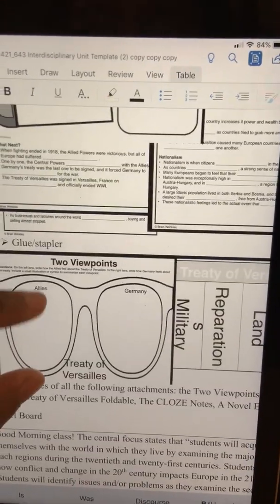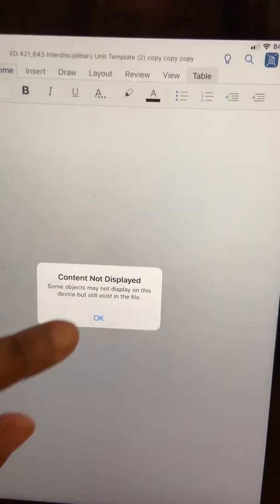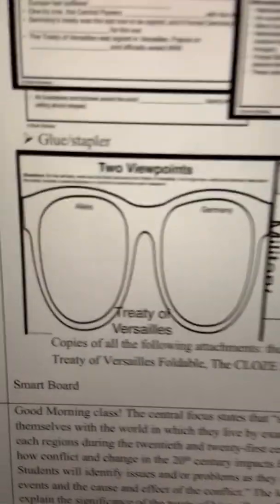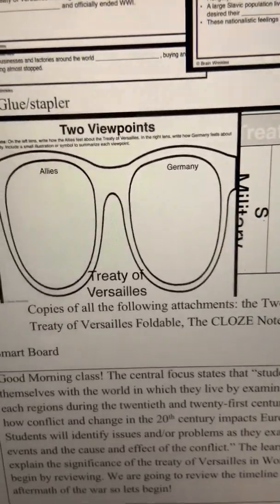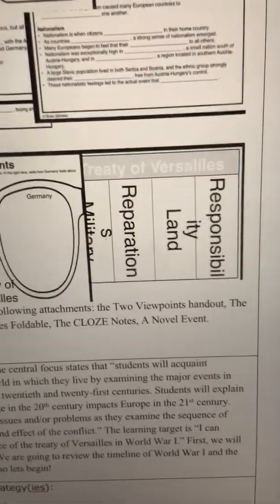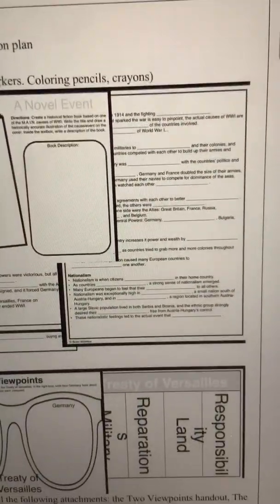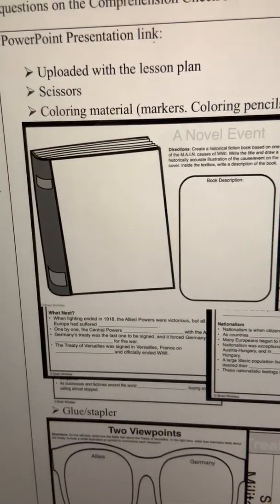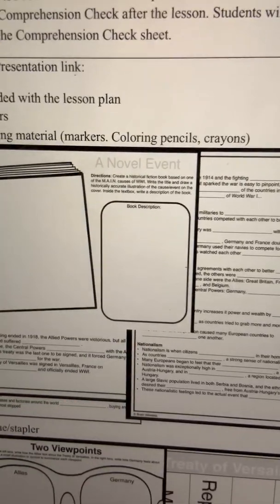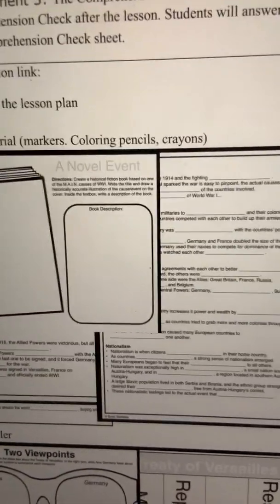Here is what the glasses look like. As you can see, one side has Allies and the other side has Germany. Its topic is the Treaty of Versailles, which is the focus for day 1. So this is the novel event, where they would title the book based off whatever historical event they create, and then they will give a description of the event or the book information in that box there.